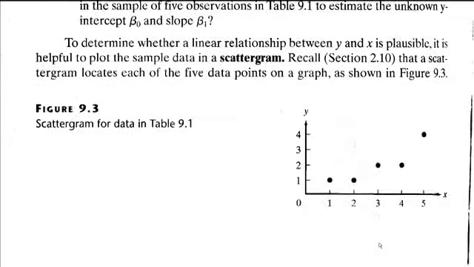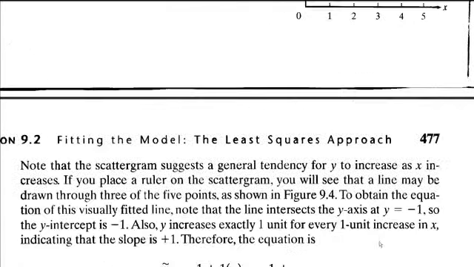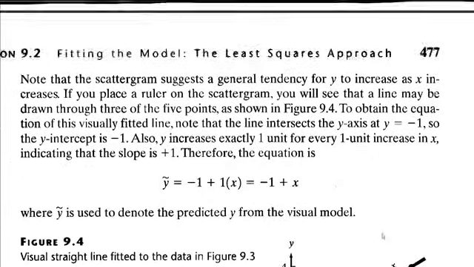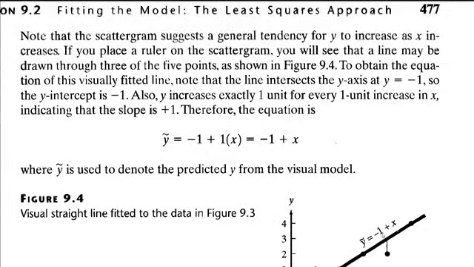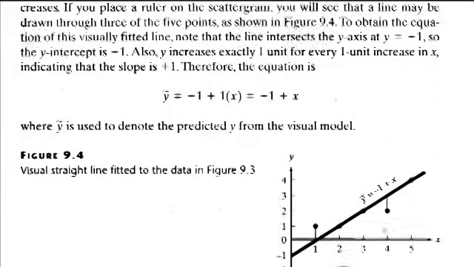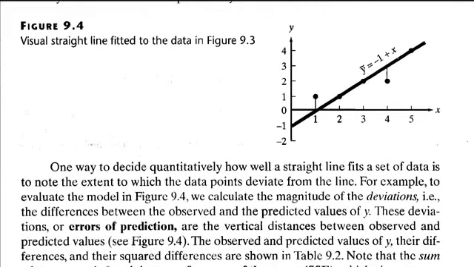Okay, so let's do that. So there it is. We plotted the data that we had just seen. Here's the plot of it. Note that the scattergram suggests a general tendency for y to increase as x increases. If you place a ruler on the scattergram, you'll see that a line may be drawn through 3 of the 5 points, like that. To obtain the equation of this visually fitted line, note that the line intersects the y axis. Okay, so we could get the equation by some other means, but that's not really how we do it.